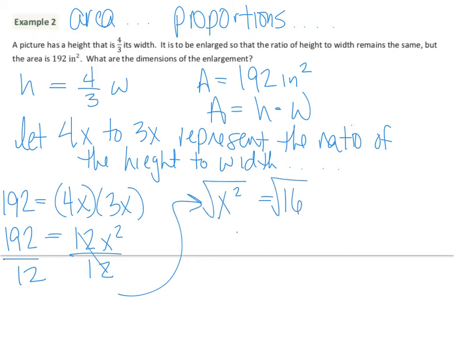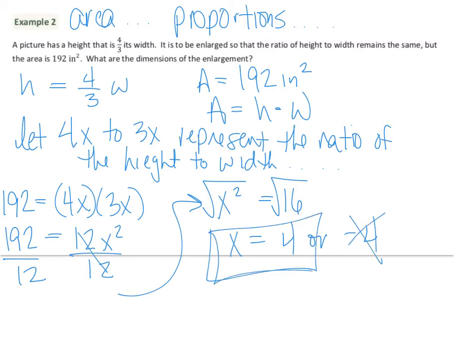Square root both sides. Plus or minus 4. Let me write that differently. Sorry, 4 or -4. Okay, we're talking about actual measurements here. So is -4 even a possibility? No. x equals 4 is our only possibility. Therefore, we know that height equals 16 and width equals 12 because height is 4/3 of the width. There's our final answer.